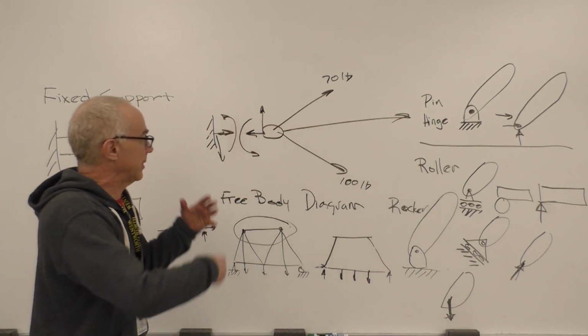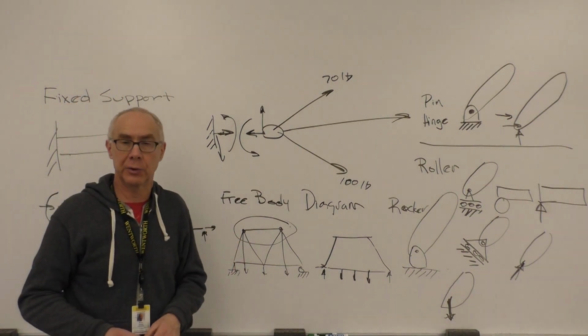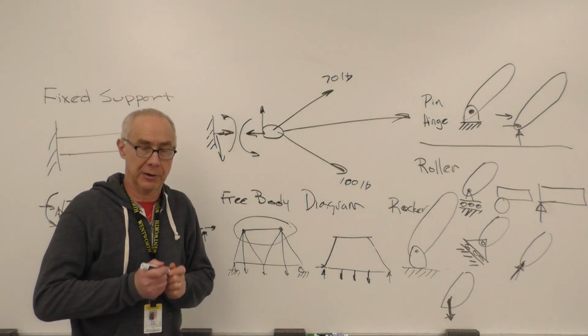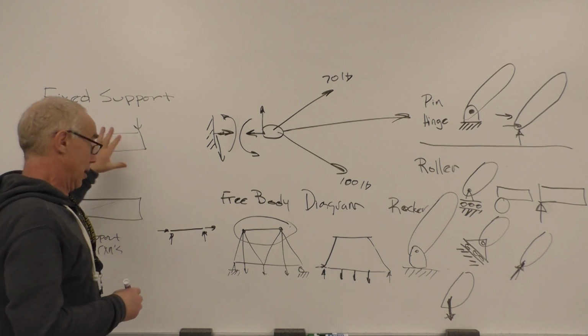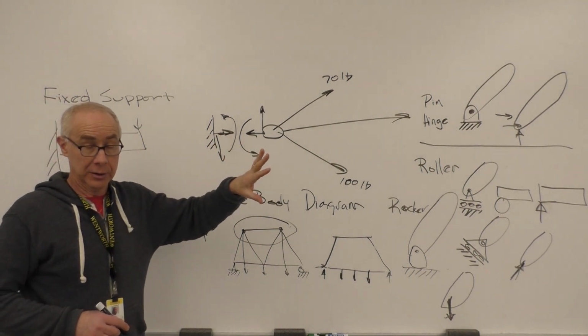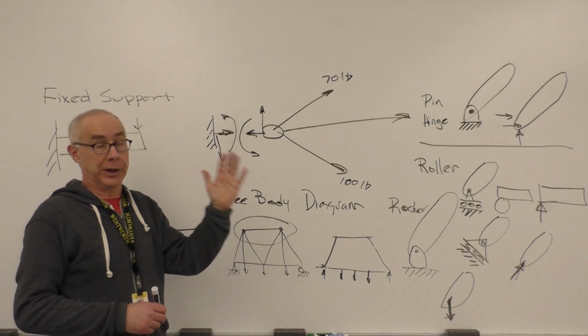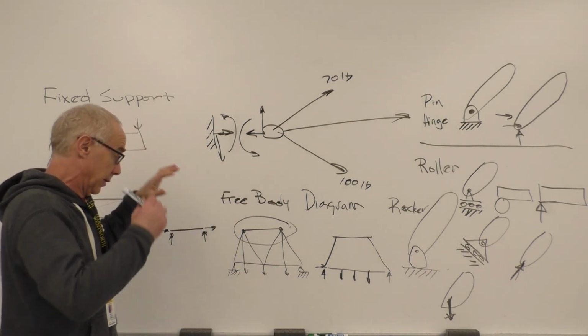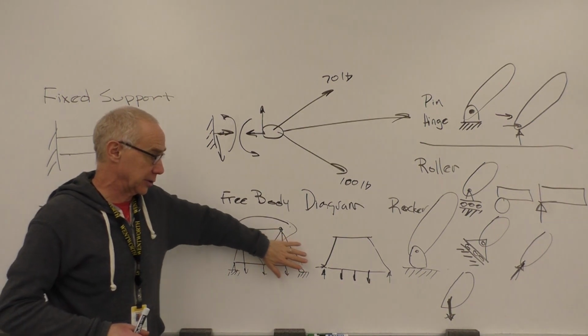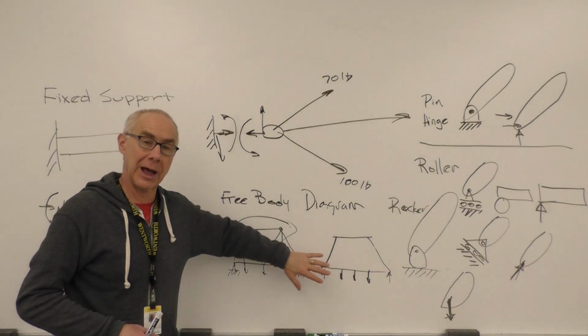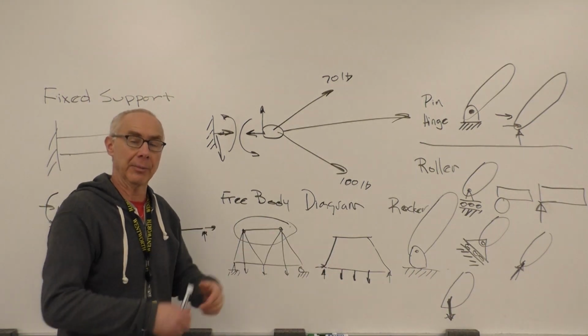Okay, so that's basically a pretty quick overview of free body diagrams and our support reactions of three classical support types in 2D. So these are for coplanar problems, which are very useful for dealing with problems like this, which are trusses. And we're going to be talking a lot about trusses in the coming weeks.